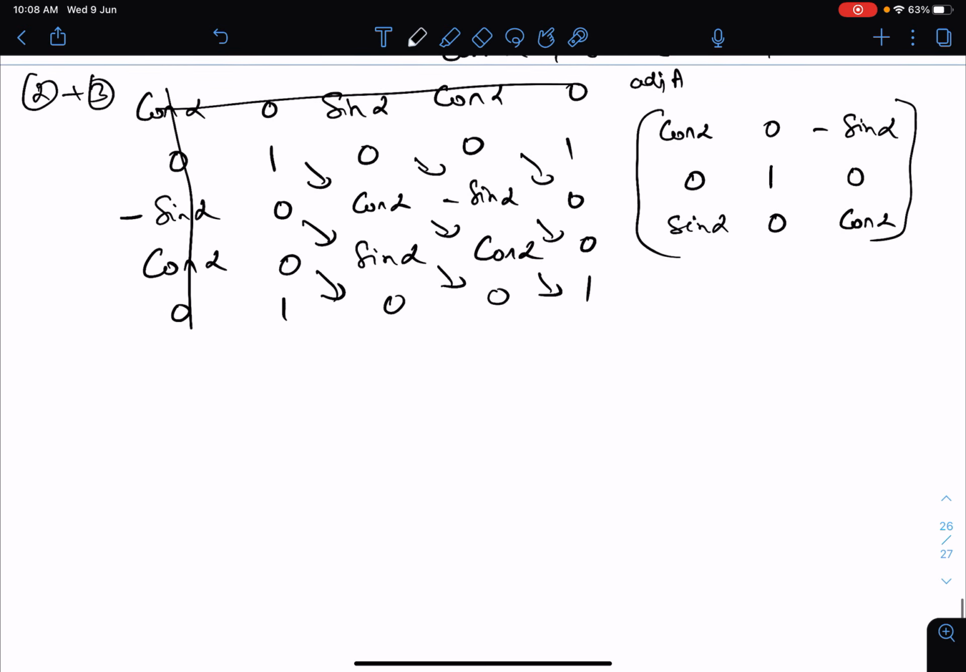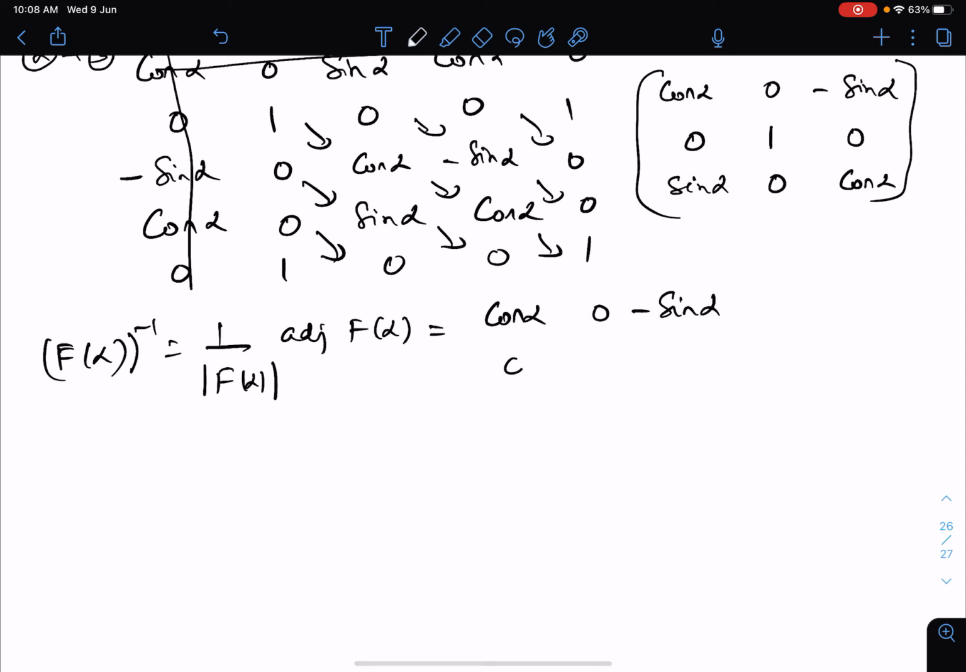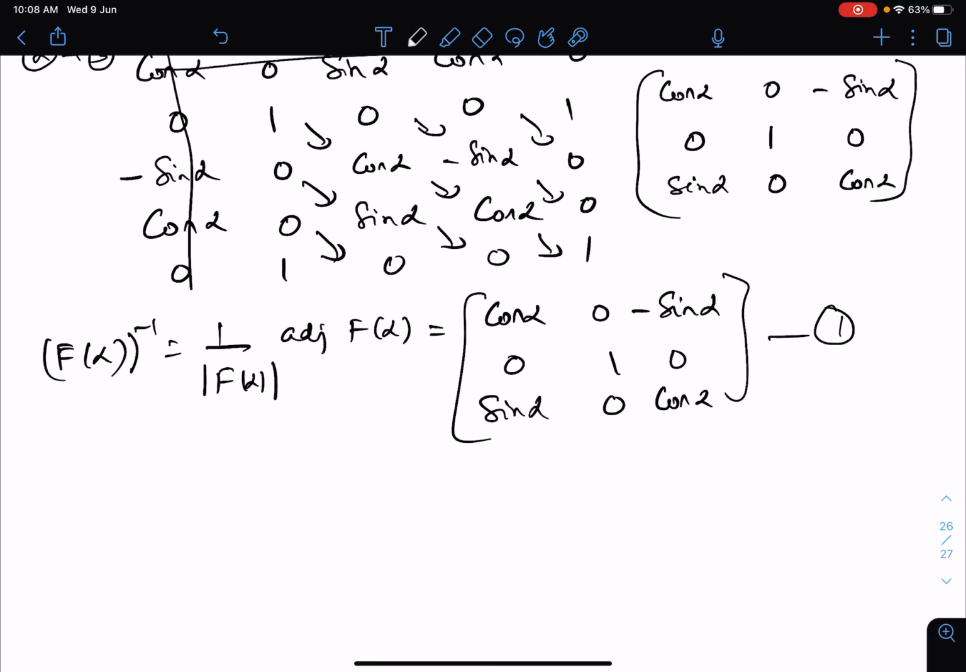Now we will go to our inverse. F of alpha, the whole inverse equal to 1 by determinant of f of alpha into adjoint of f of alpha, that is 1 by 1, and you can directly write this: cos alpha 0 minus sin alpha, 0 1 0, sin alpha 0 cos alpha. So this is going to be our LHS.